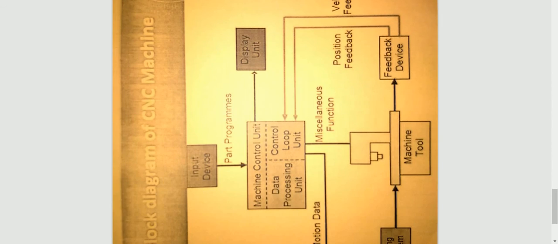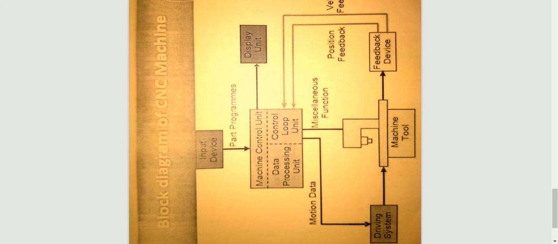External appearance, NC does not have a monitor and CNC has a monitor present, and on this monitor we can continuously see the display of the machine tool and the user can communicate with the machine through this screen. Lastly, this is the block diagram of a CNC machine.